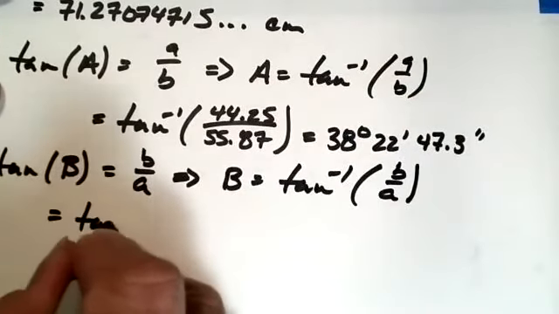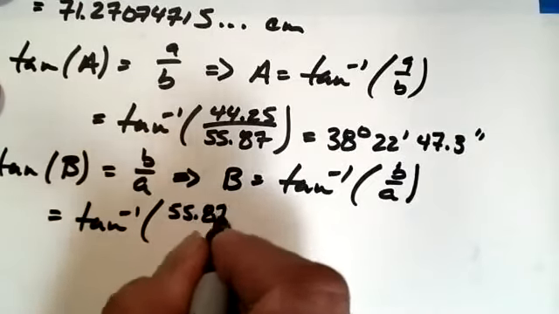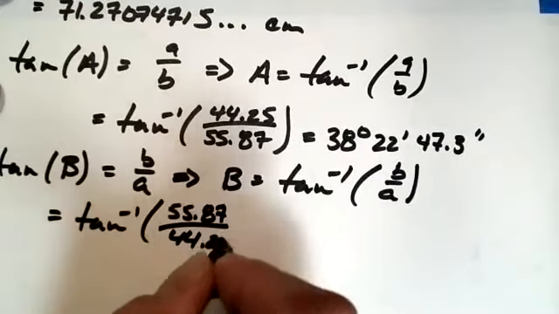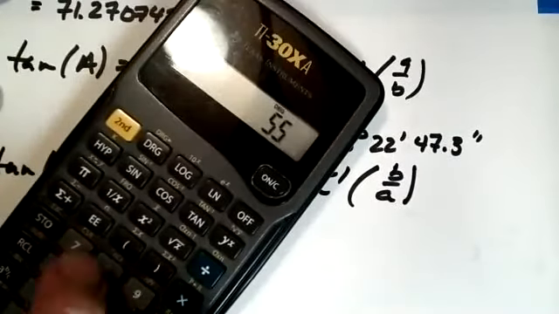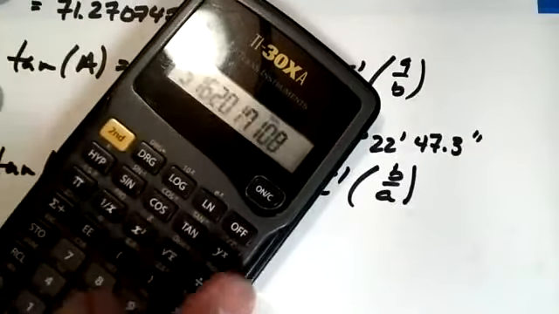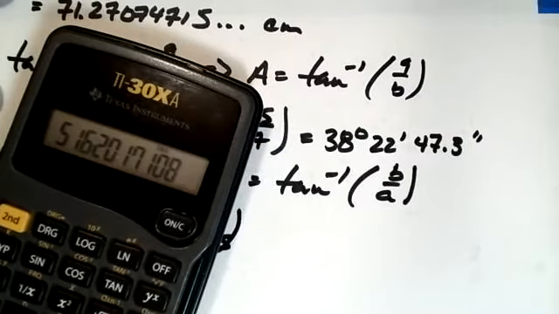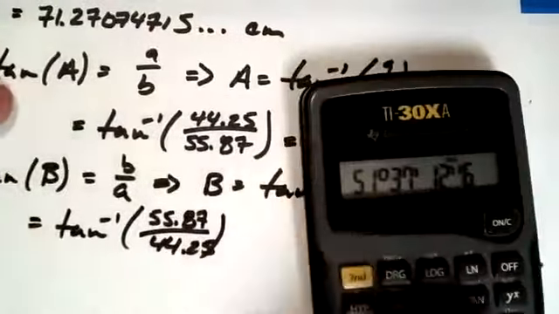which is equal to the inverse tangent of 55.87 divided by 44.25. Then take the inverse tangent. And again, I'm going to do it with degrees, minutes, seconds. So going to degrees, minutes, seconds, there's my value, 51, 37, 12.6.